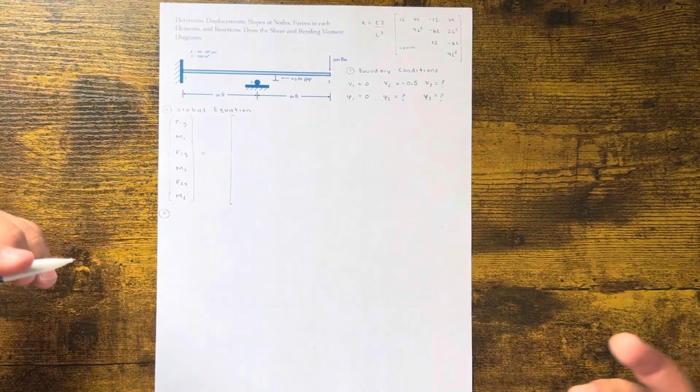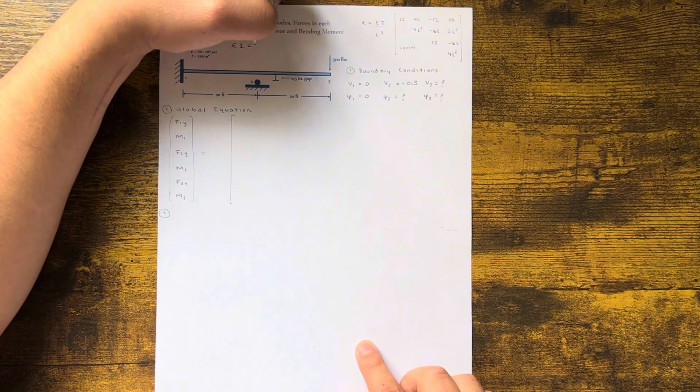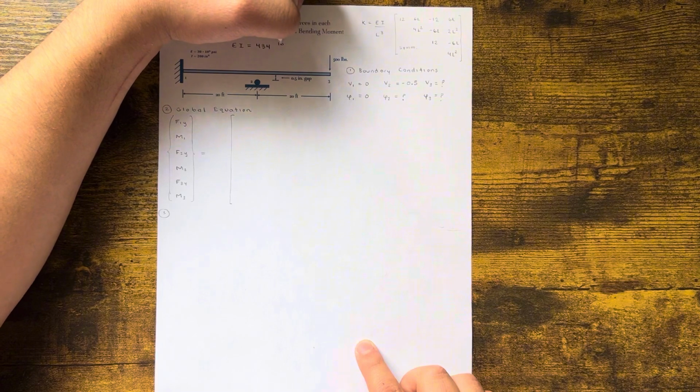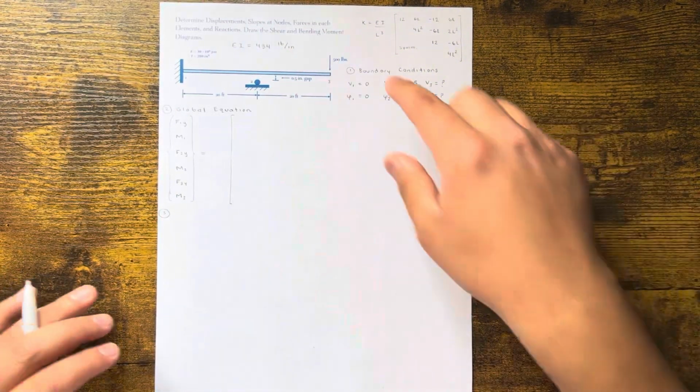So I'll go ahead and give you guys that number. Feel free to verify it, but if you get something different, that means you're wrong, no offense. It's 434 pounds per inch, and pounds per inch is the right unit, because it's a stiffness.